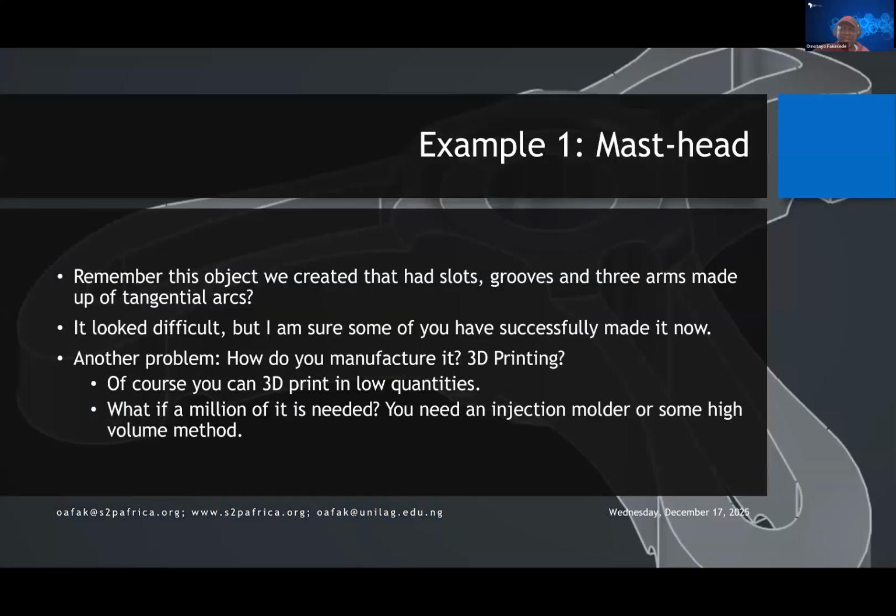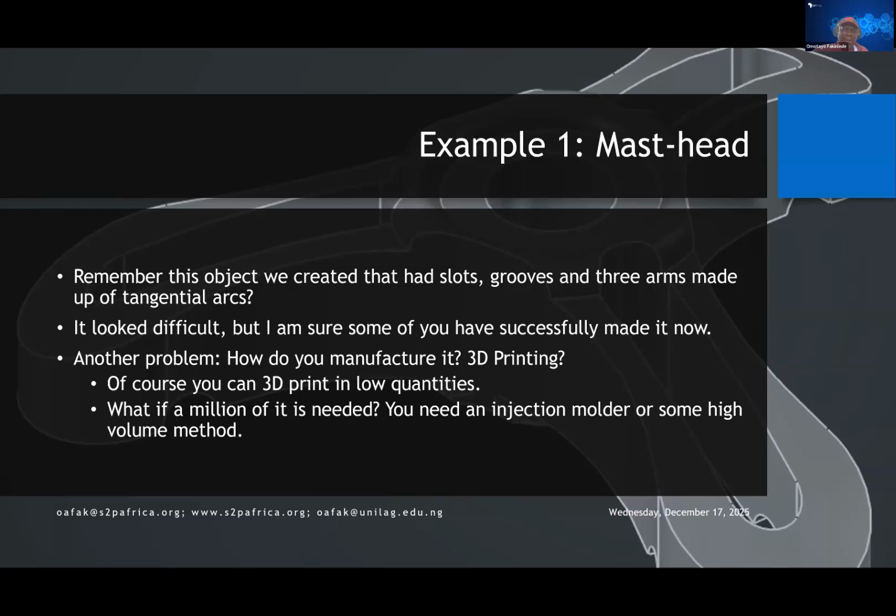You remember this object, the object we started with. I don't know whether it is clear to you. It is at the background of this page. We saw there is a three-armed element with grooves, and it also has slots. Initially, it looked difficult, but I am assuming that most of you have created it by now. I'm sure some of you have successfully made it.